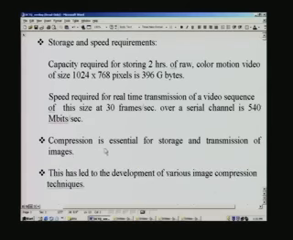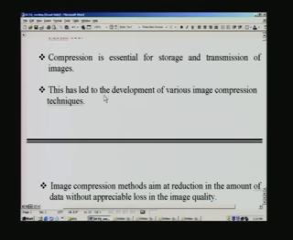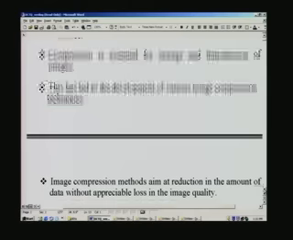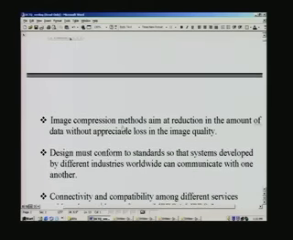Compression is, so to say, inevitable, in order that we may contain the storage and transmission within manageable limits. This is a hot field even today, and it has led to a number of developments among researchers all over the globe for various image compression techniques, such as development of new algorithms as well as VLSI implementation. All these methods aim at reduction in the amount of data without appreciable loss in image quality.